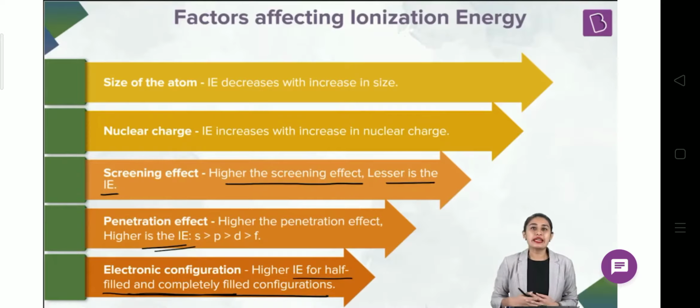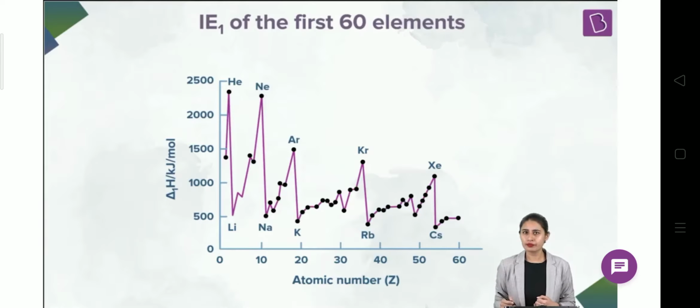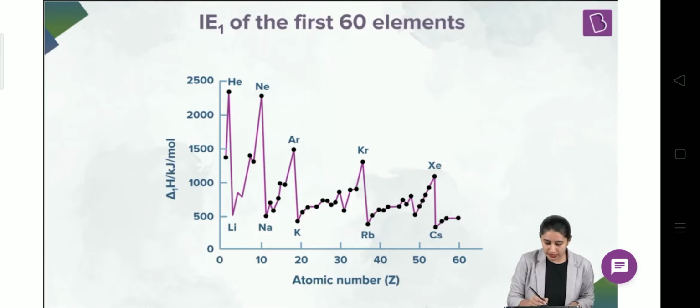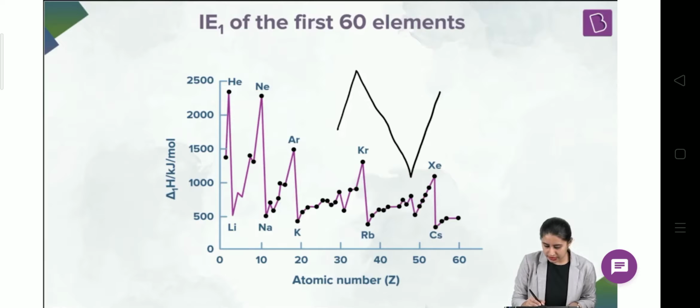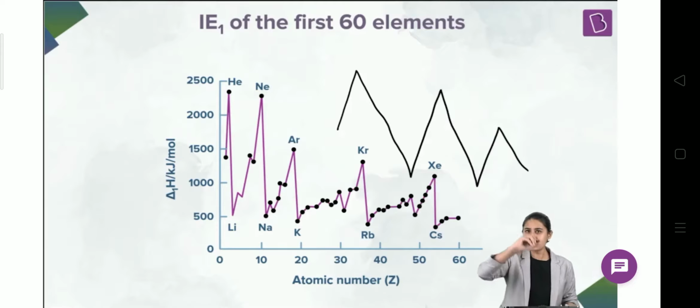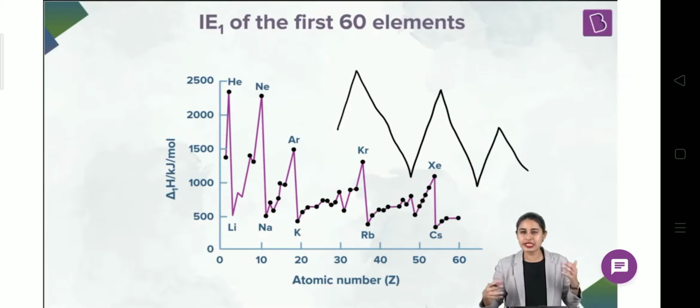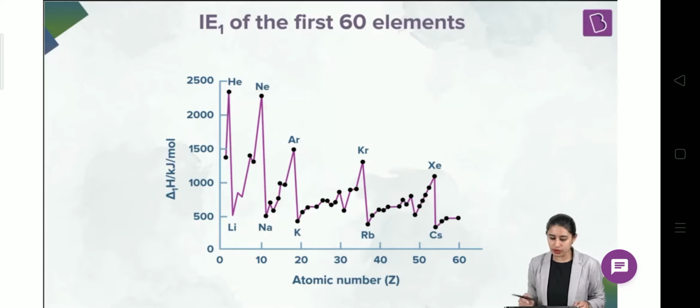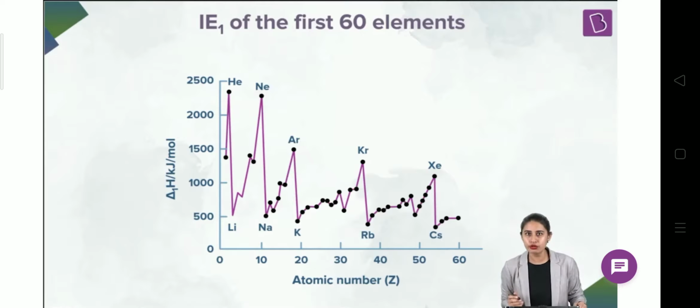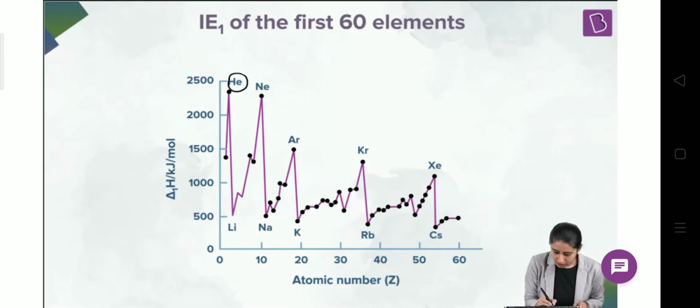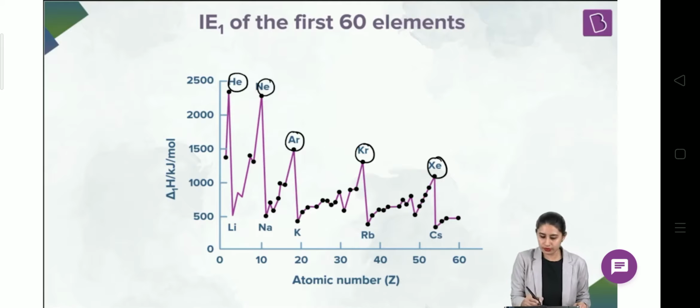Now I want you to see a graph out here of the first 60 elements. And you will see that there are a lot of irregularities. The graph is not very gradual. The graph doesn't look like this, this, this, this, this, this. It doesn't look like something gradual. We can see some sort of irregularities out here. But one thing which is certain out here is a thing of beauty, which is of the noble gases. Observe all the noble gases out here, right?